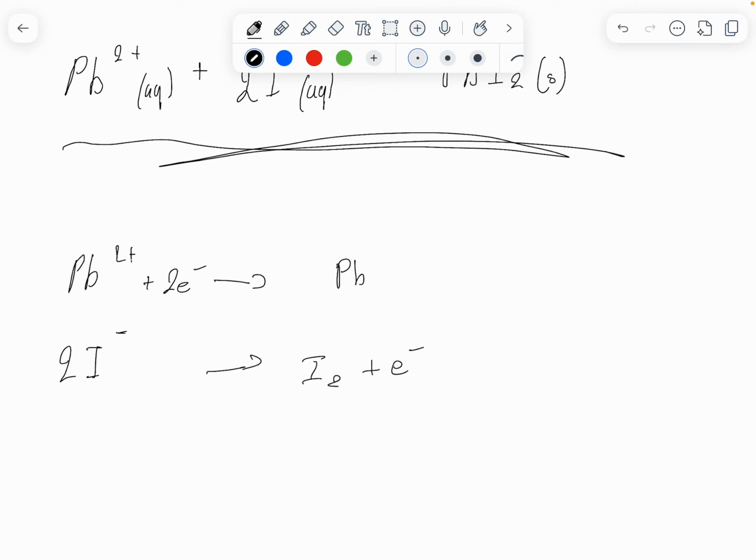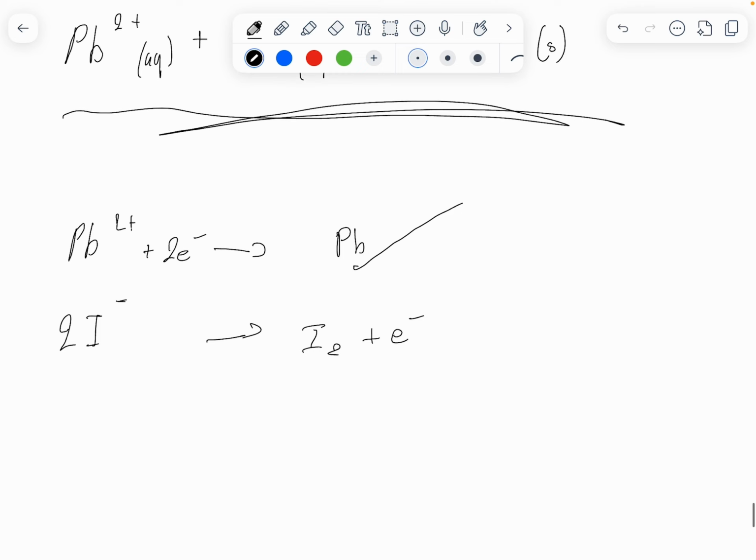I'll just check this. Right. So Pb2 plus 2e minus gives us lead Pb. This one is fine. 2I minus gives I2 plus 2e minus.